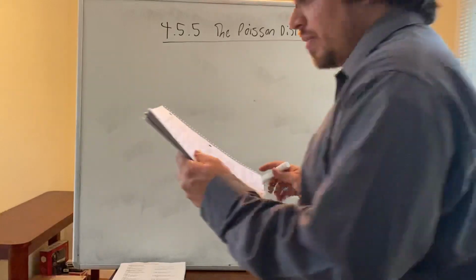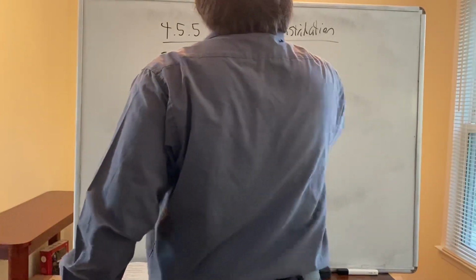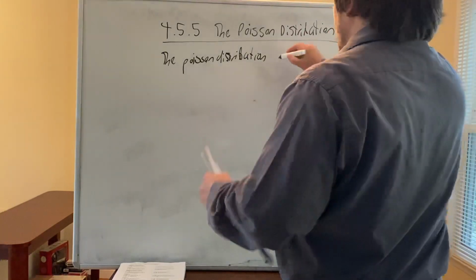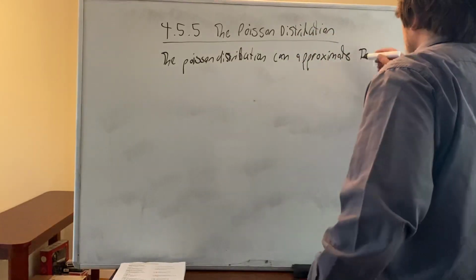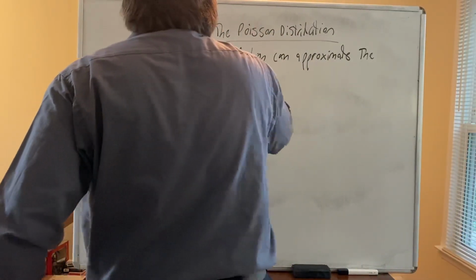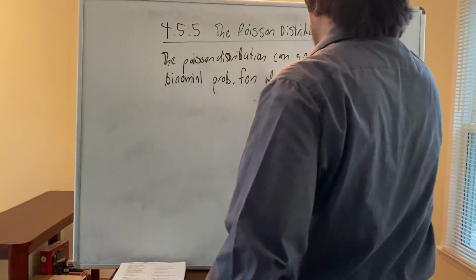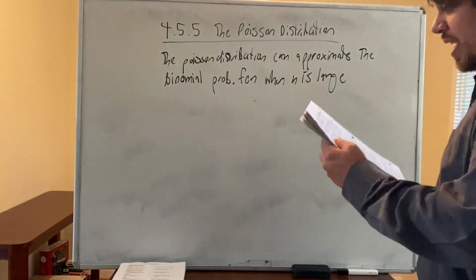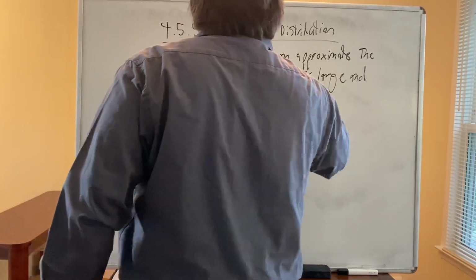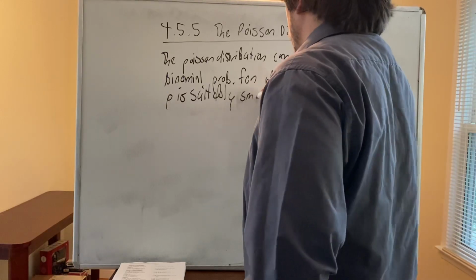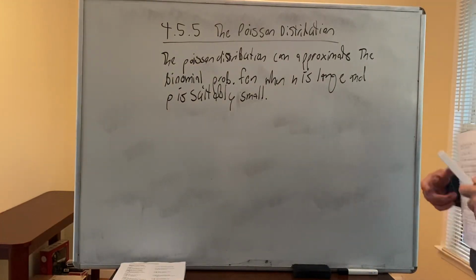So the Poisson distribution can approximate the binomial probability function when n is large and p is suitably small.